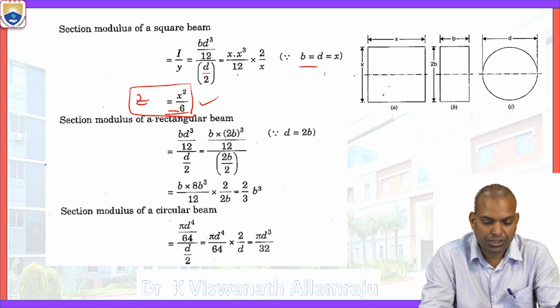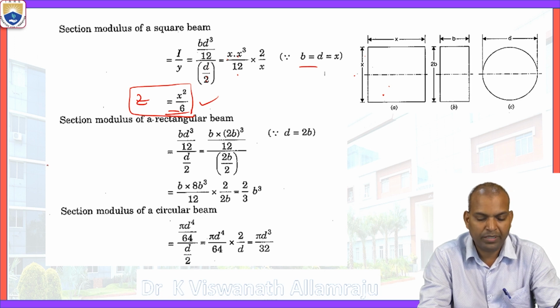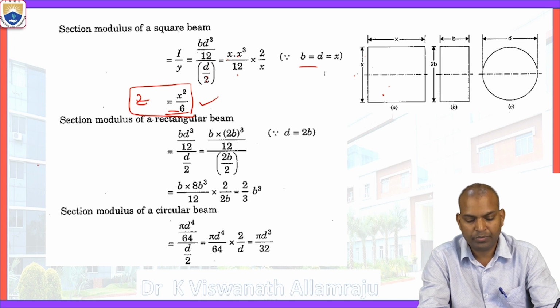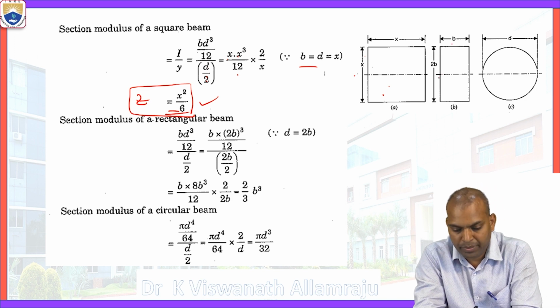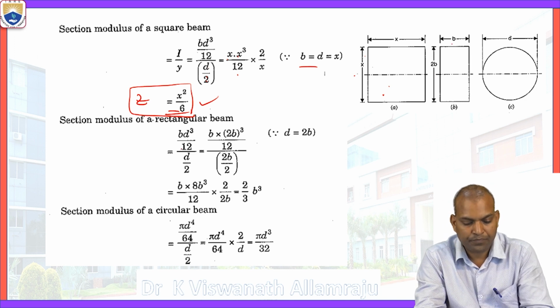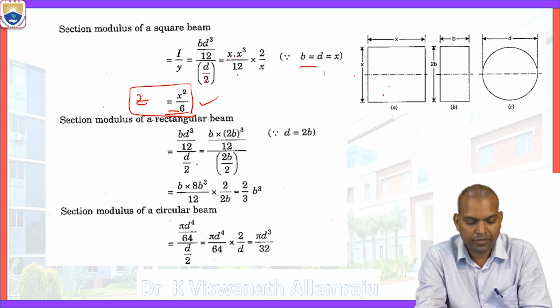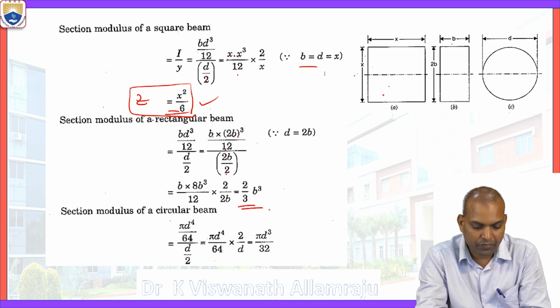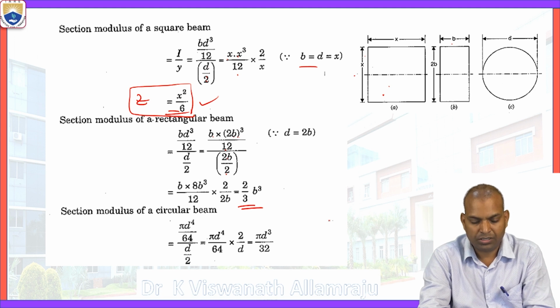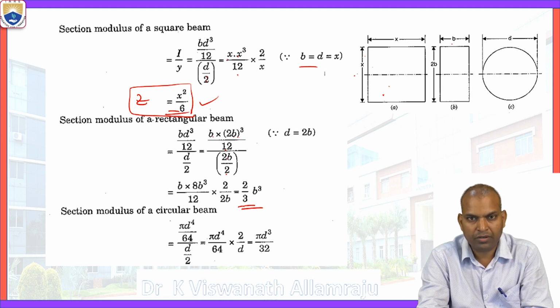Next, the section modulus of the rectangular beam, again I by Y maximum, where I is B D cube by 12. What is the D value? D is 2B. So B into (2B) cube by 12, divided by D by 2, that is 2B by 2. After simplifying and cancelling the B and the numericals, the section modulus is calculated as 2/3 of B cube.